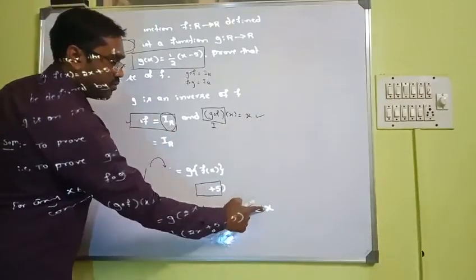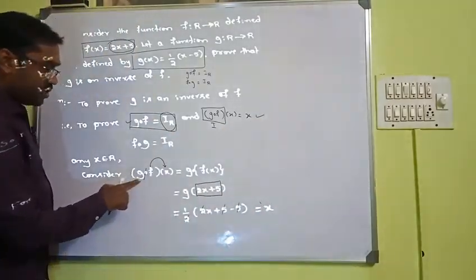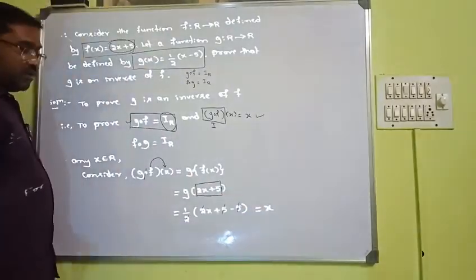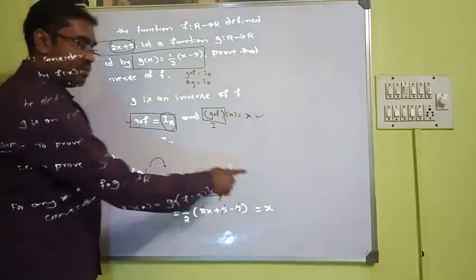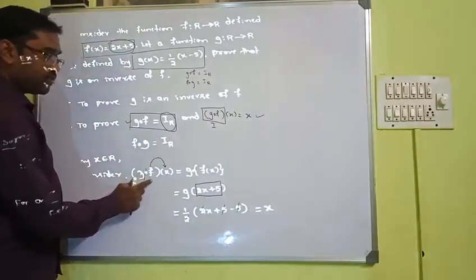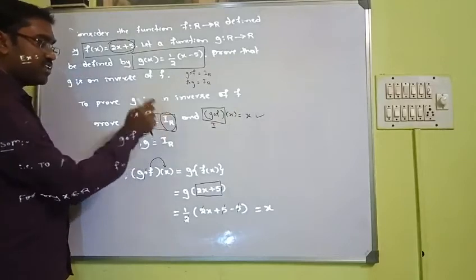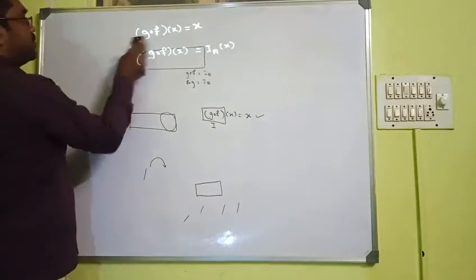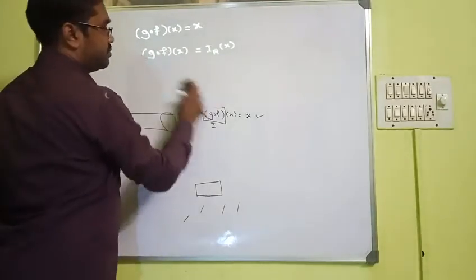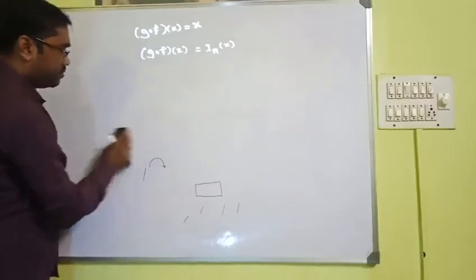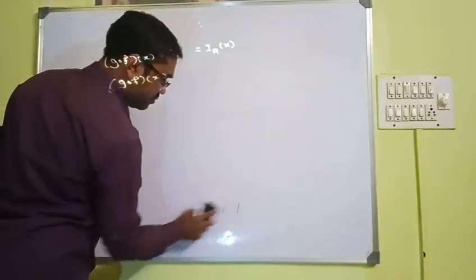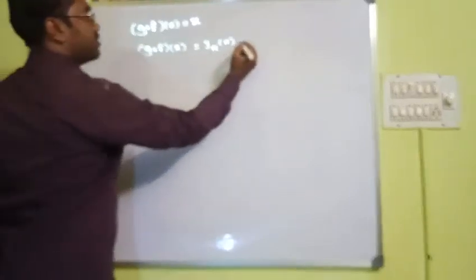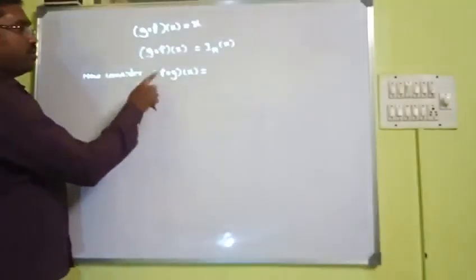See, we have proved g composition f of x is x back. So the image of an element is itself under this function. So therefore this is the identity function on R. So we say this is I_R. Now let us go the other way.